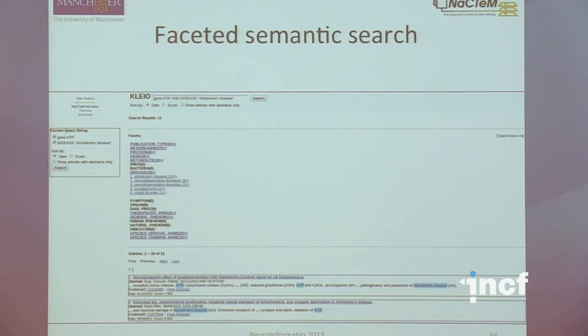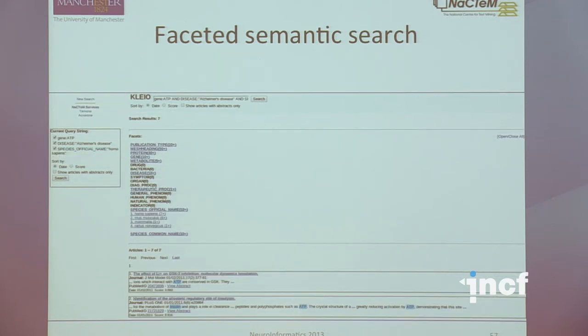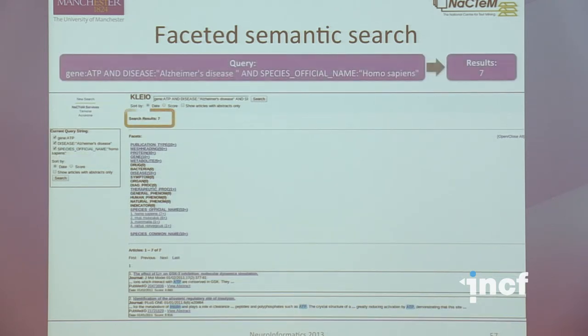Then you can start manipulating the types of facets by, for instance, putting different queries. Like here, you can say, I want this gene with this disease. So here we chose Alzheimer's disease. You have 11 documents. And you can even specify more, and say I want to disambiguate the species. And you have human, you have 7 documents from the 13,000 documents.